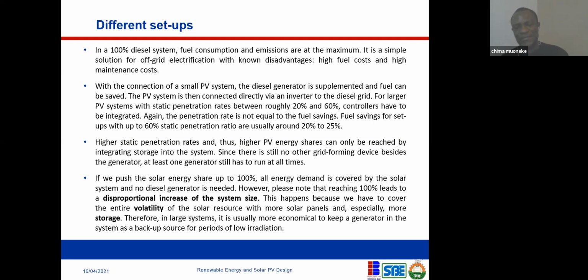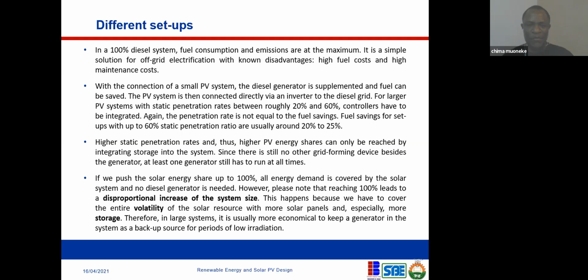I've explained this before, that because of the high cost of the battery storage system, it's more economical to keep a generator as a backup. Now, if you want to do without a generator, some of the mini grids that we have in Nigeria do not have a generator as a backup. They have battery as a backup. But now this is the problem. You're going to have a disproportionate increase in system size because you want to make sure that at every point in time, your battery storage capacity and the solar system are able to meet whatever load is going to be placed on that system.